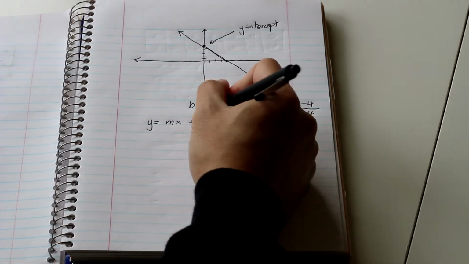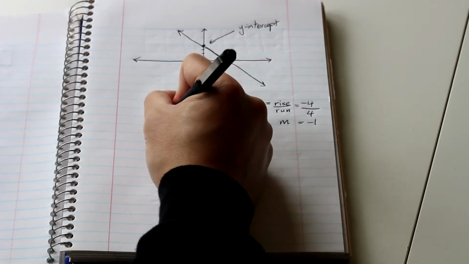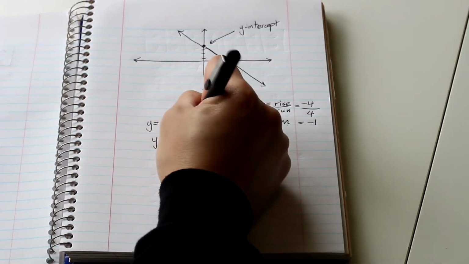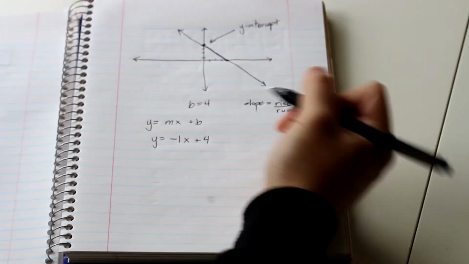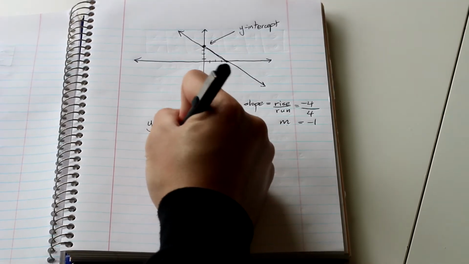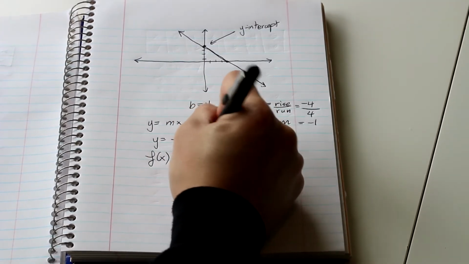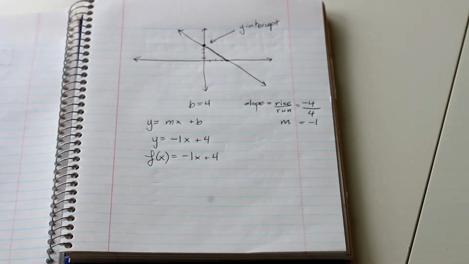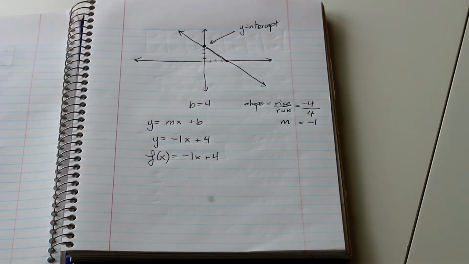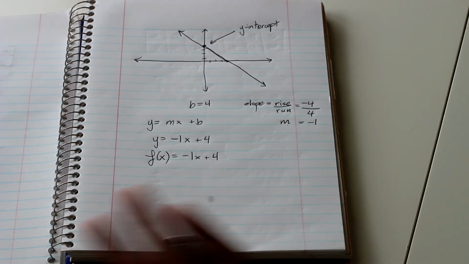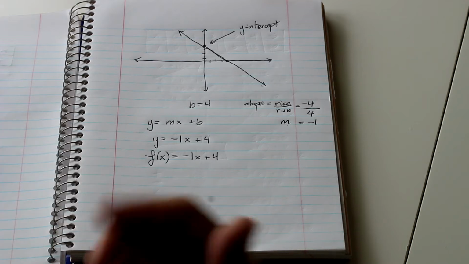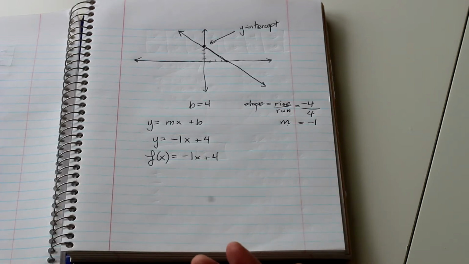So b equals 4, m equals -1, y is equal to -1x plus 4. Or f of x equals -1x plus 4. And that would be the function for this graph. And that's how we find the function for graphs. You find your slope, your y-intercept, and you're done.